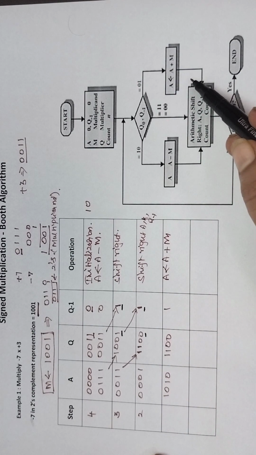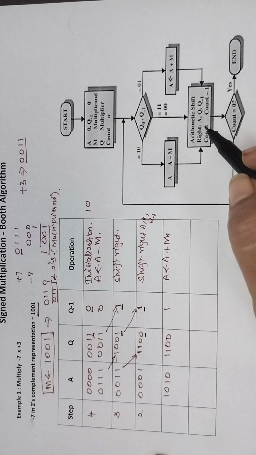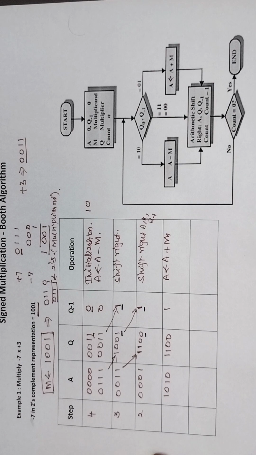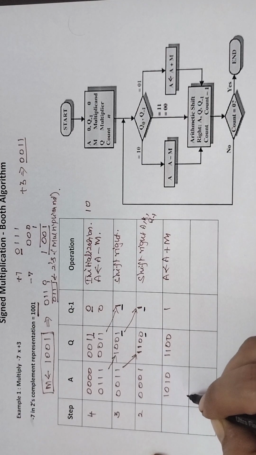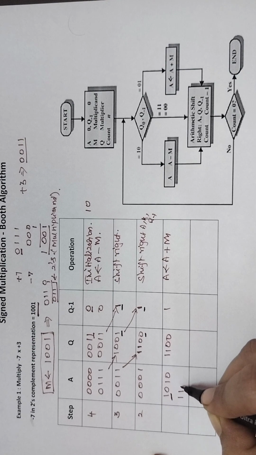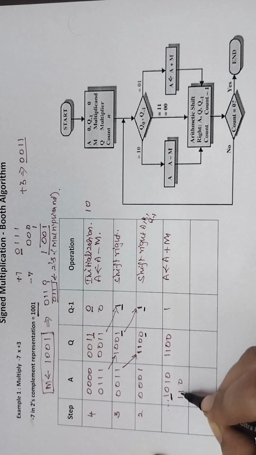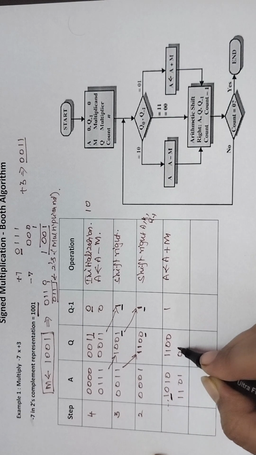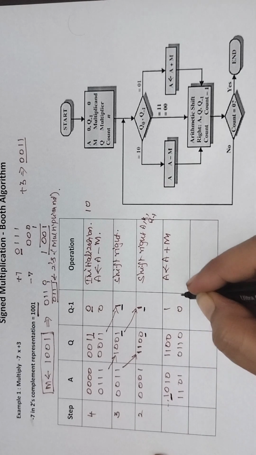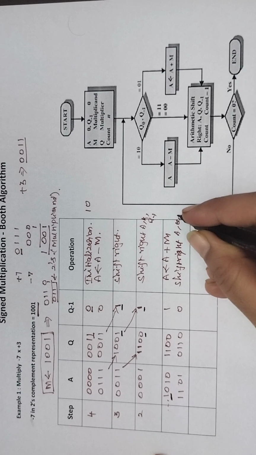After performing A produces A plus M, we have to perform shift right. When we are performing shift right, what will be our resultant? We are getting 1. If it is a sign bit, the sign bit extension will be there, 1 1 0, because this 1 bit is extended as the sign bit. So we will get 1 1 0 1 and 0 1 1 0, and here we have given 0. So it is the shift right operation of A Q Q minus 1.